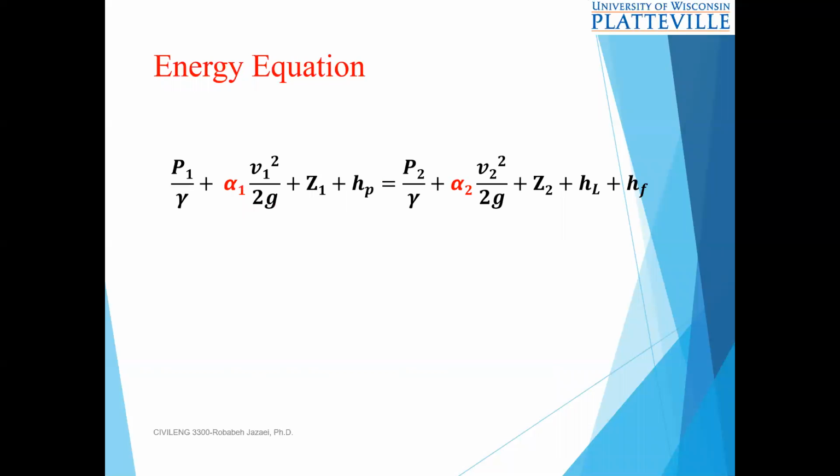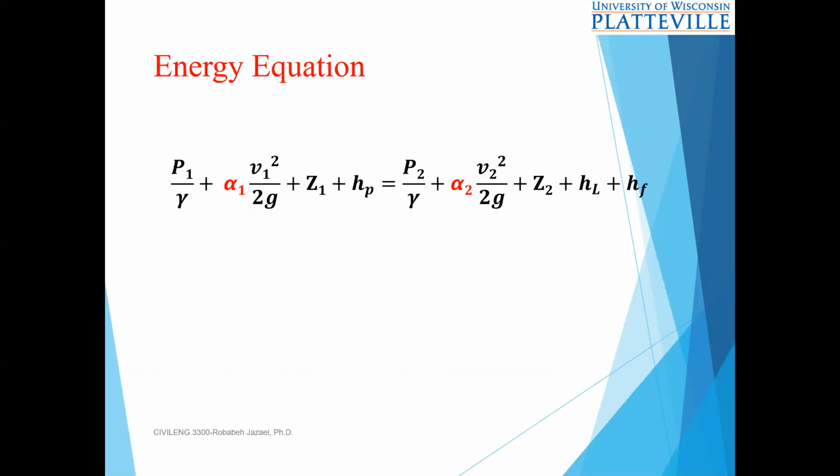All right, let's go over Bernoulli's equation or energy equation. The general form is like this. So the first term, if you remember, is pressure head. The second one is velocity head. The third one is elevation head. Then head for pump and head loss due to friction. Sometimes we have a turbine on the other side too.